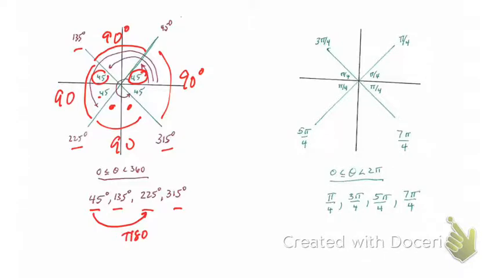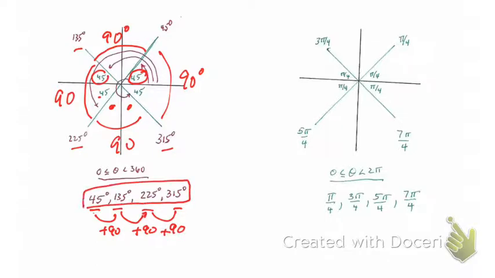But there's a better way to do it. I could say the difference between those two, all I've got to do is add 90. And then go from 135 to 225, add 90. And then go from 225 to 315, add 90. So how can I represent all of these answers with one answer? I would say 45 degrees plus 90 degrees k times.